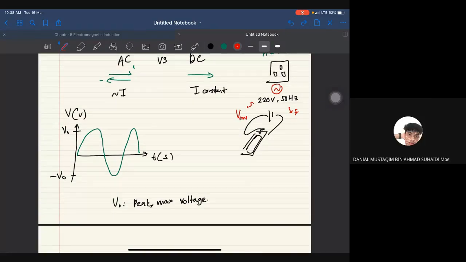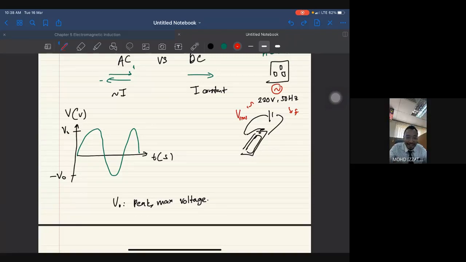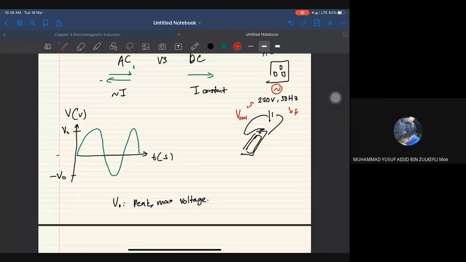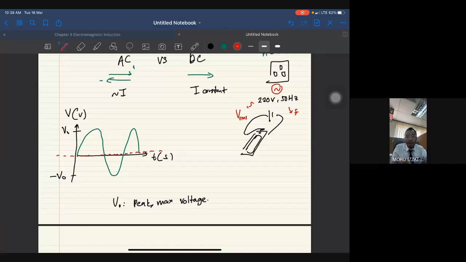Kan dia divide into half. Bila kamu tambah positif dengan negatif, dia jadi apa? Dia setengah. Kalau setengah ni dia dekat mana? Kedudukannya? Dekat zero. So when we are talking about alternating current punya voltage, the average is actually at zero.